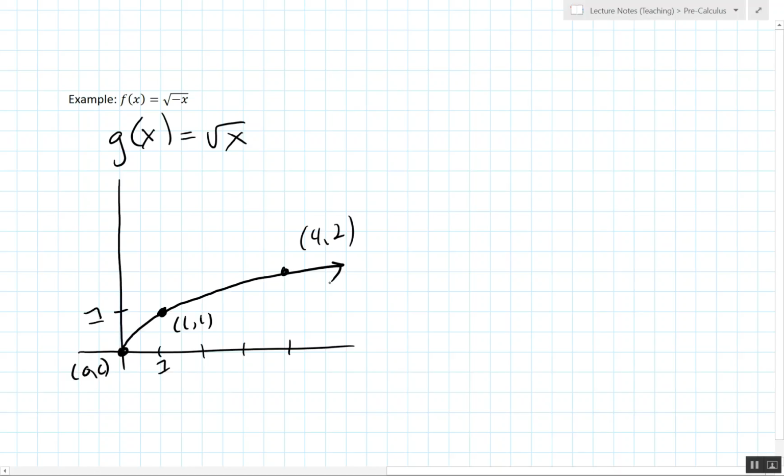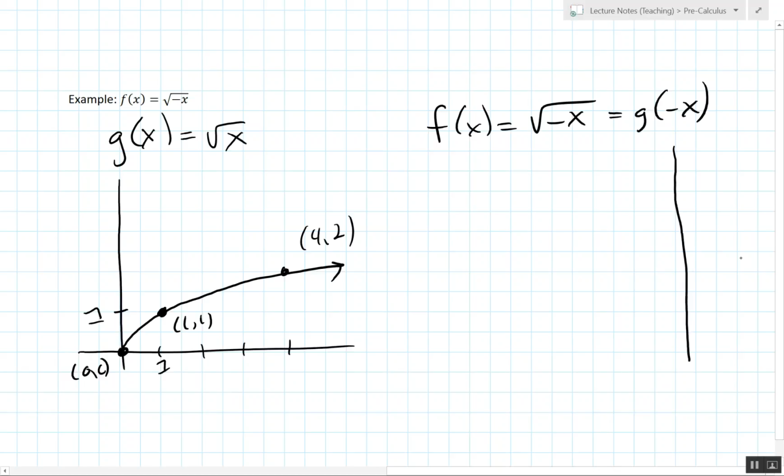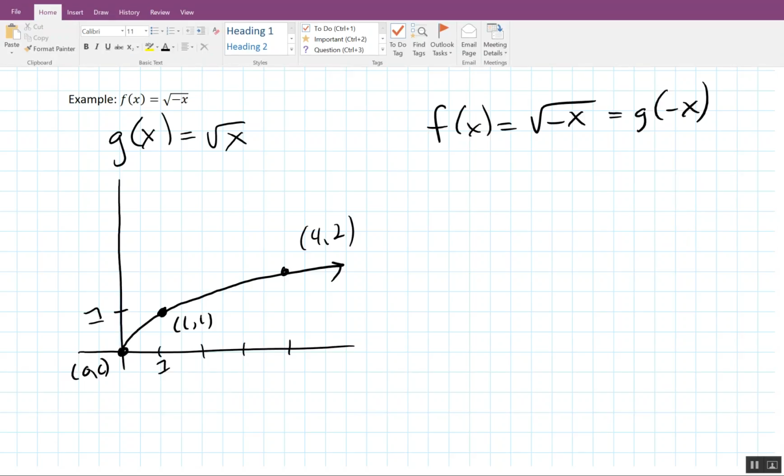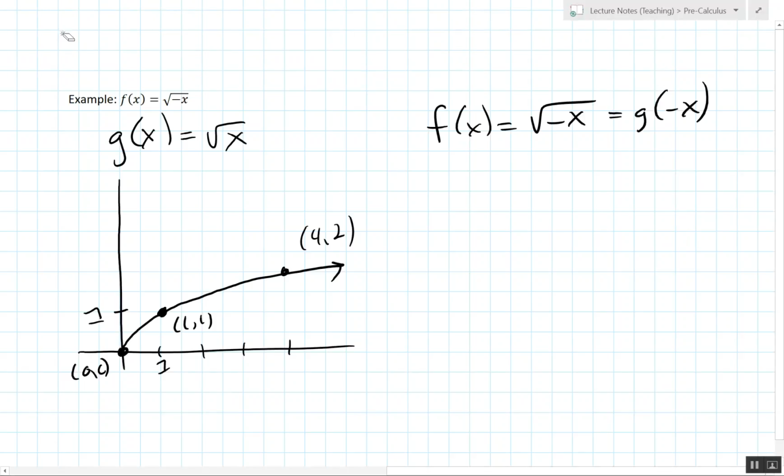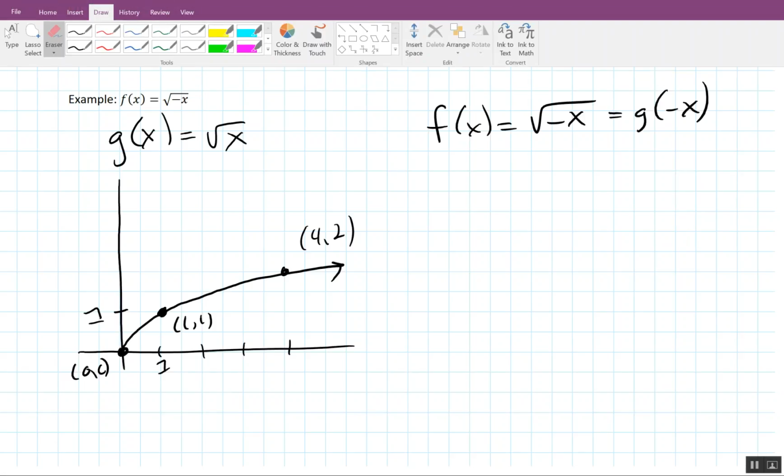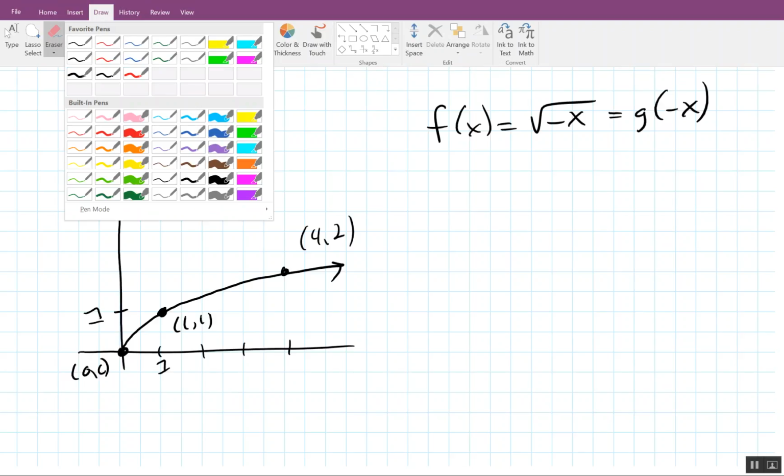And so now if we apply the negative, this is going to change the sign of all the x coordinates. So now we're going to be purely in quadrant 2. And just having a little trouble with the eraser, so give me just a second. Oh, it went away. So let's go back to pen.